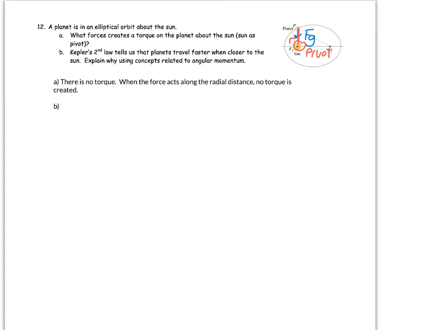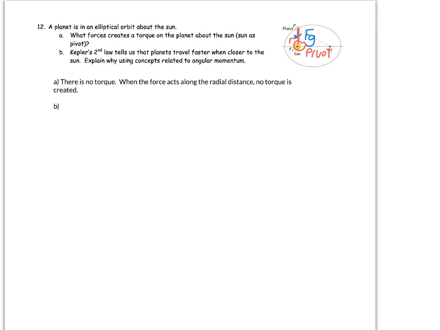The second question asks about Kepler's second law, which tells us that planets travel faster when they're closer to the sun. So they're traveling the fastest in here and the slowest out here. We talked about that before. Our planets sweep out equal areas in equal time. And we want to explain this using concepts related to angular momentum.